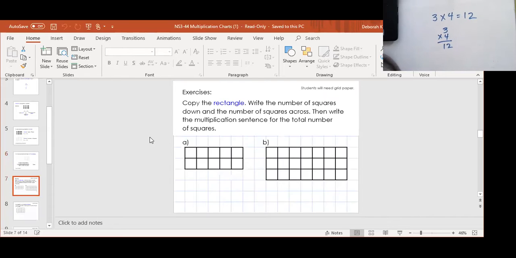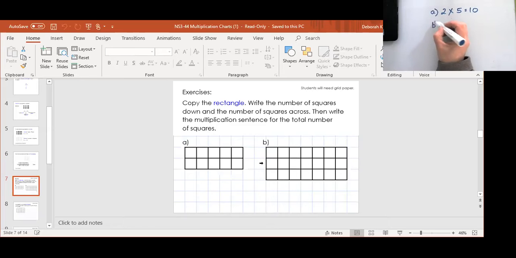Here's a few other examples. It says copy the rectangle, write the number of squares down and the number of squares across, then write the multiplication sentence. So let's look at this. For A, write the number of squares down, 1, 2. 2 groups of 1, 2, 3, 4, 5, 5. That's one of the doubles. We know that 2 5s is 10. We could count this all, or you might just know it.